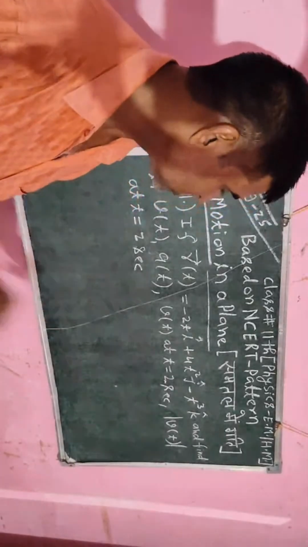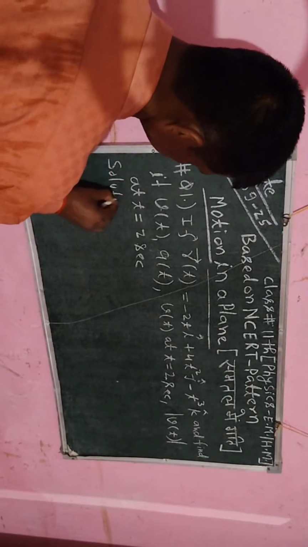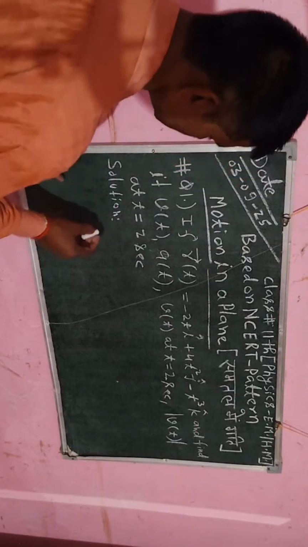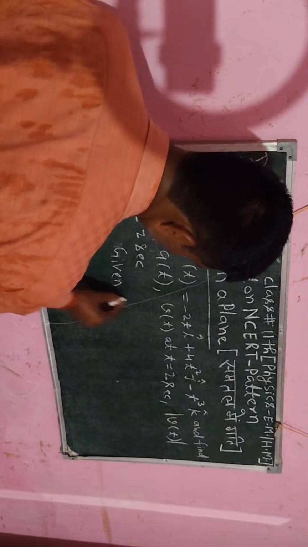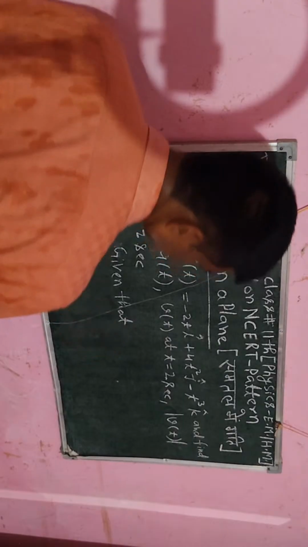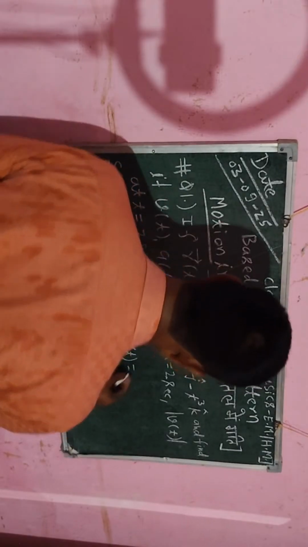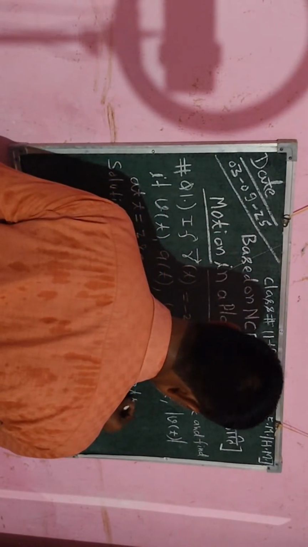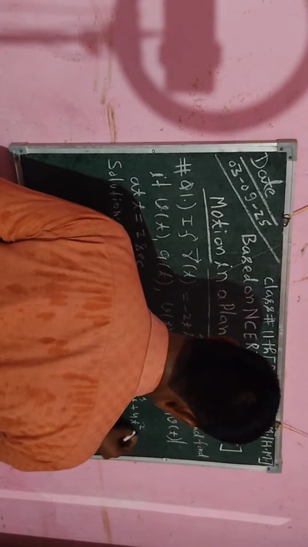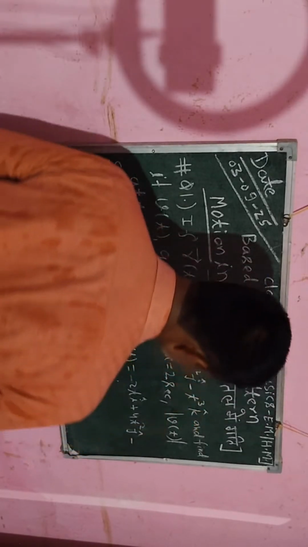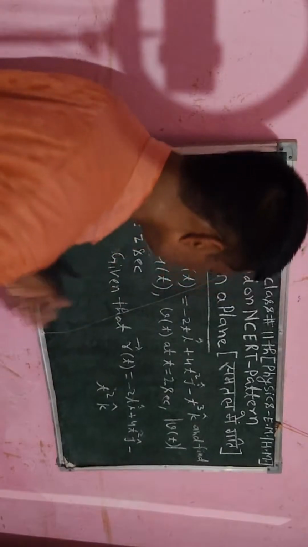Now I am going to take its solution properly. First of all, the student has to write here "Solution", and then write the given information. The vector r, as a function of t, is equal to -t vector i cap plus 4t square vector j cap minus t square vector k cap. Okay, this is the vector which is given in the question.